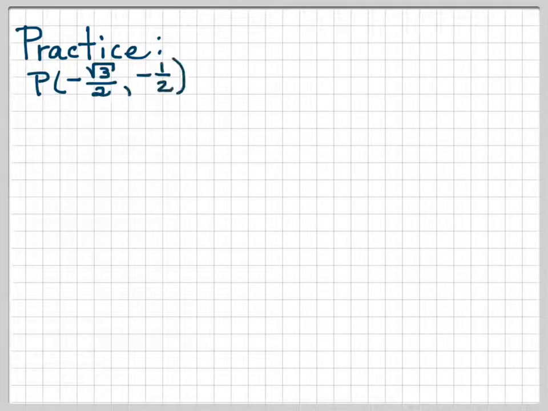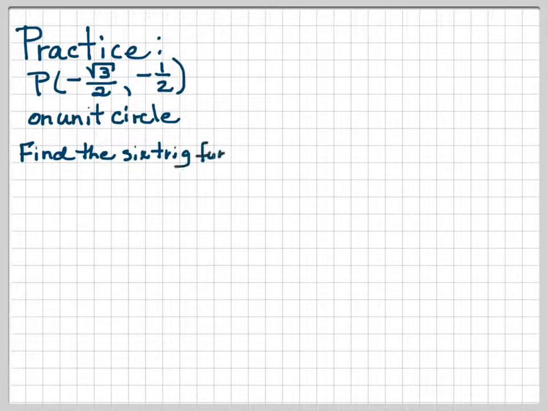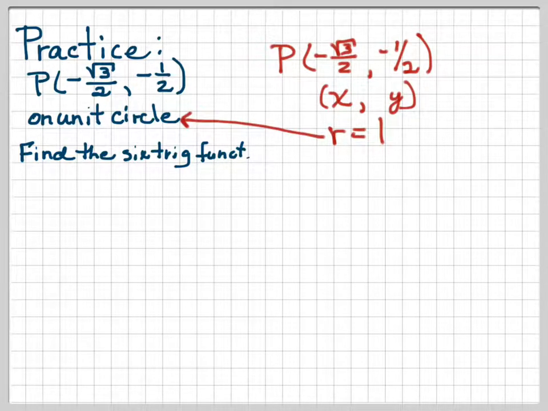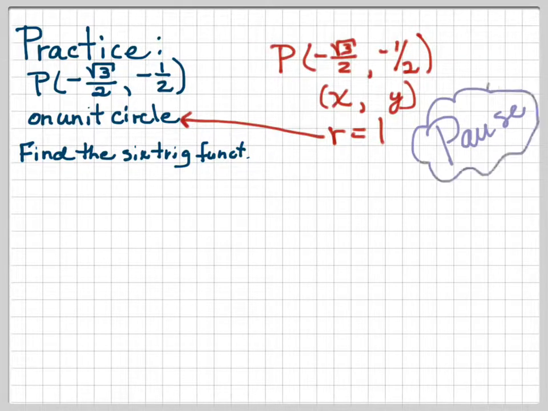Let's do some practice here. You do this one on your own. I'm going to give you a chance to pause the video until you get the answer. Let's put P at negative square root of 3 over 2, negative 1/2. So that's going to put it in the third quadrant, and it's on a unit circle. Find the 6 trig functions. So P is negative square root of 3 over 2, negative 1 over 2. So that gives us our x and y. And once again, r equals 1 because we're on the unit circle. So now I want you to pause this and do the work.